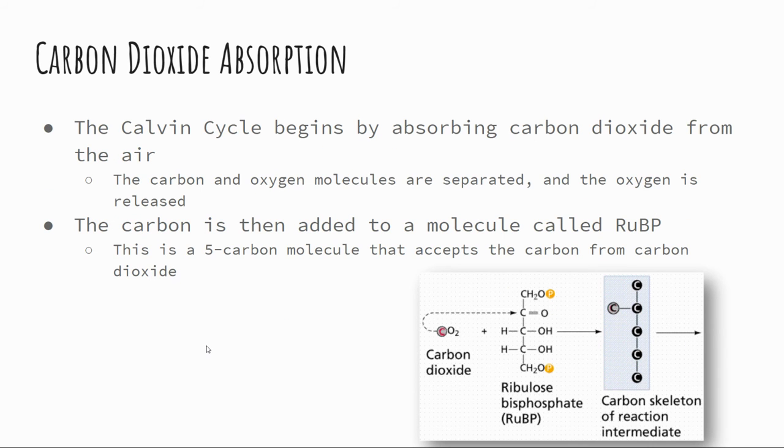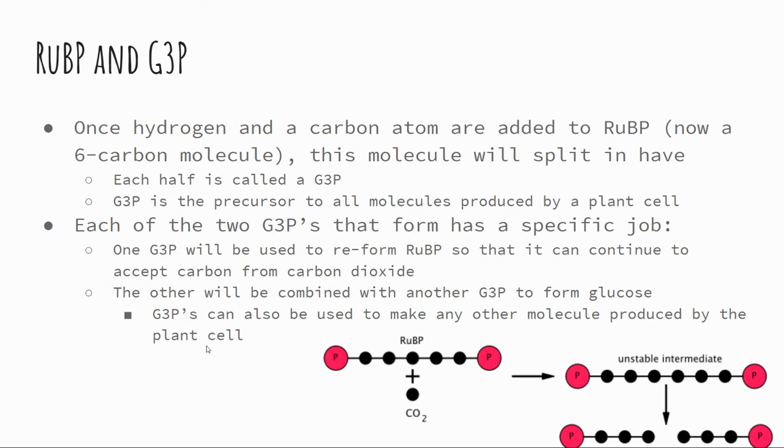So, carbon dioxide absorption: the Calvin cycle begins by absorbing carbon dioxide from the air. The carbon and oxygen molecules are separated and the oxygen is released. The carbon is then added to a molecule called RuBP, a 5-carbon molecule that accepts the carbon from carbon dioxide, and this turns it into a 6-carbon molecule. This 6-carbon molecule will then quickly split into G3Ps, two of them to be precise. A G3P is a 3-carbon molecule, right?